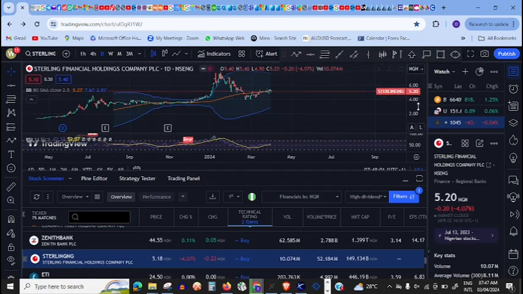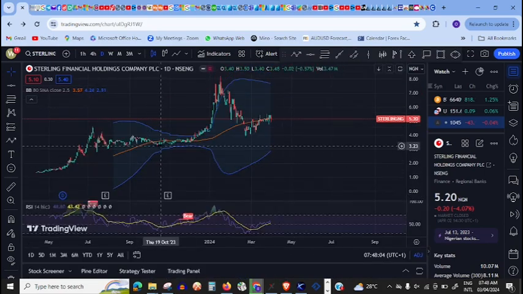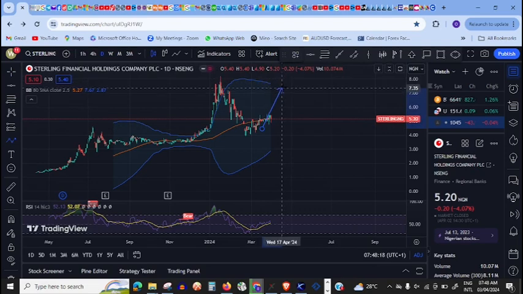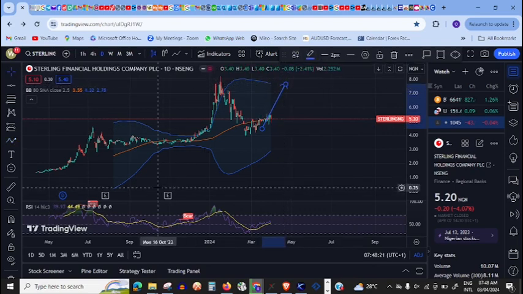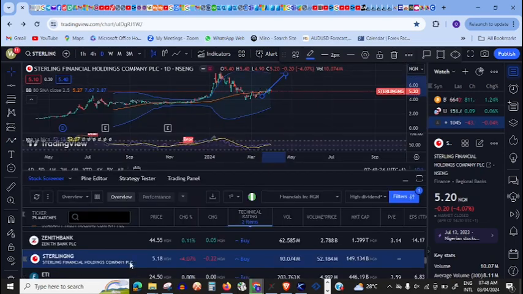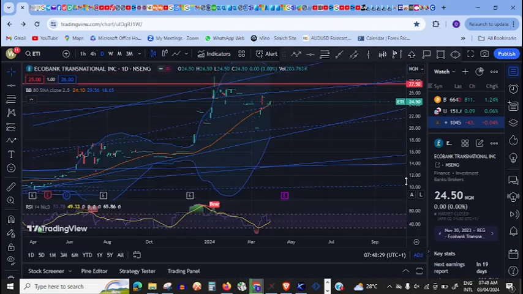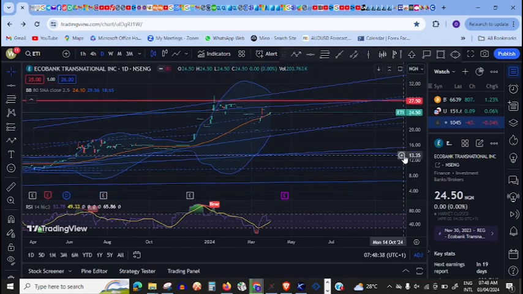Sterling is also a good one. I like taking my entry around this midpoint of the band, around this place. Yes, I like taking entry around there. So if I can see this for 4 naira 57 kobo, let's see if it will get to 7 naira 60 kobo. ETI, Eco Transnational. See, this should have been the very best entry around 21 naira 80 kobo. Then we take it to the top of the band.